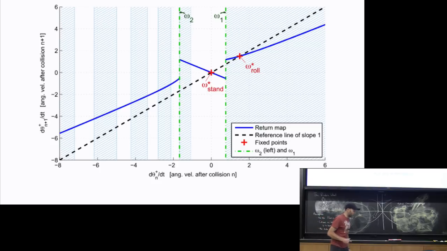But if I don't go over the top, then I'll fall back down and end up in the standing fixed point. That's the region between 0 and that green line, okay? If I make it over the top, then no matter how fast I start, I'm always going to slow down and come to the rolling fixed point.